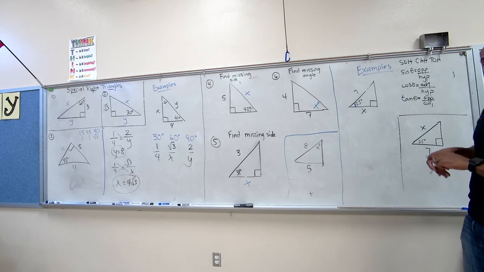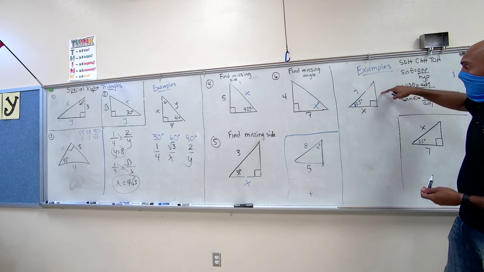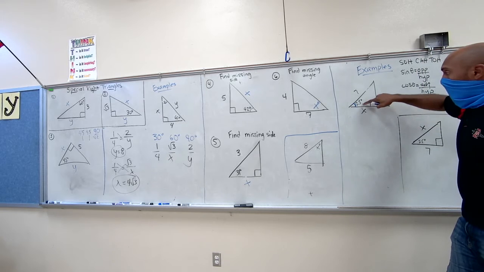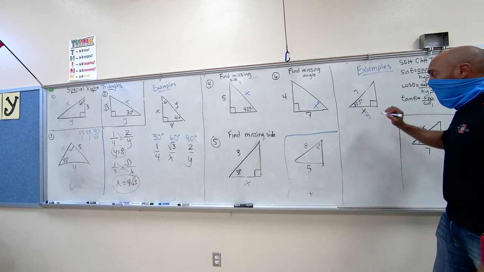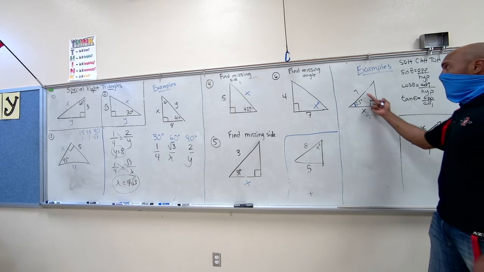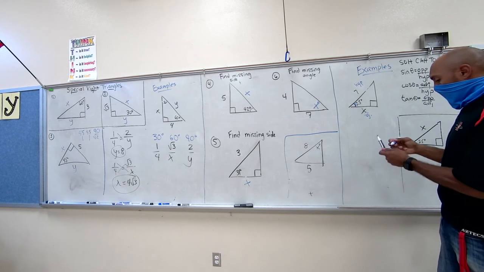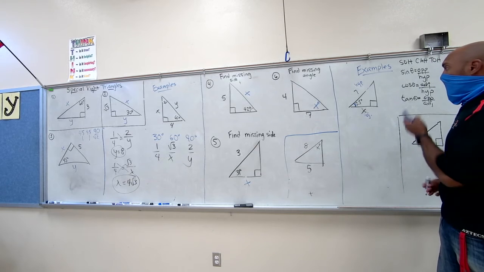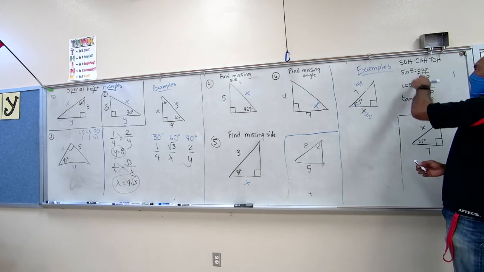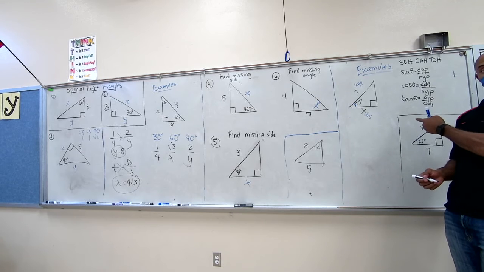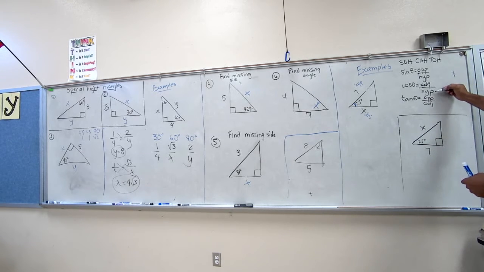Well, first I've got to figure out what I have. Here's my angle. Across from the angle is opposite. Right next to it, that's adjacent. So I have an adjacent side, and then the side that's across from 90, that's your hypotenuse. Okay, so now I say, okay, I've got adjacent side and hypotenuse. Which of the functions uses those two sides? That would be cosine, which is adjacent over hypotenuse.